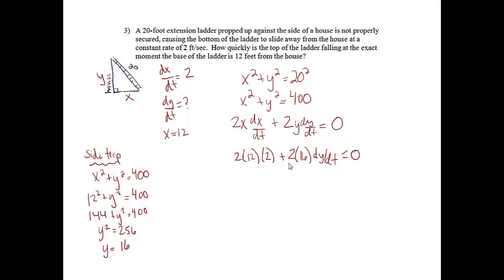And I do know that that equals 0. So working things out, 2 times 12 times 2 would be 48, plus 2 times 16 is 32 dy/dt equals 0. I'll subtract 48 from both sides, so 32 dy/dt is equal to negative 48. And then I will finish my problem by dividing both sides by 32. And when I do that, I'll end up getting dy/dt equals negative, and then if I divide 48 by 32, I'll get negative 1.5.